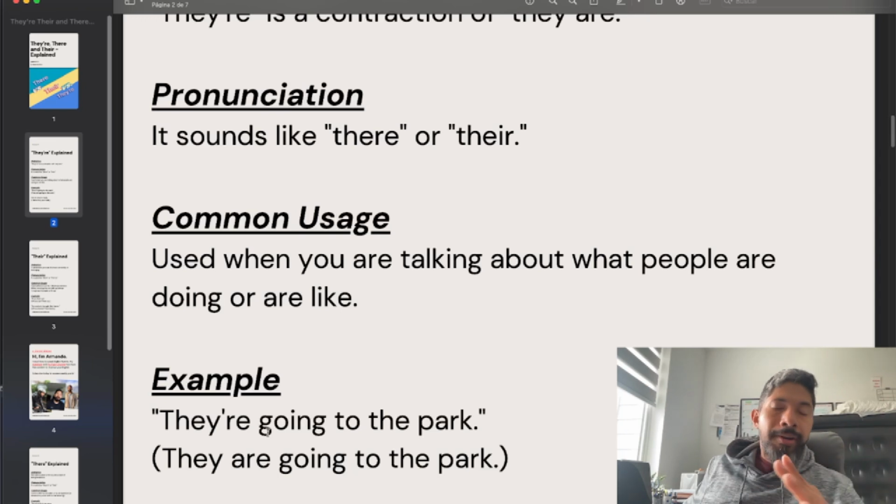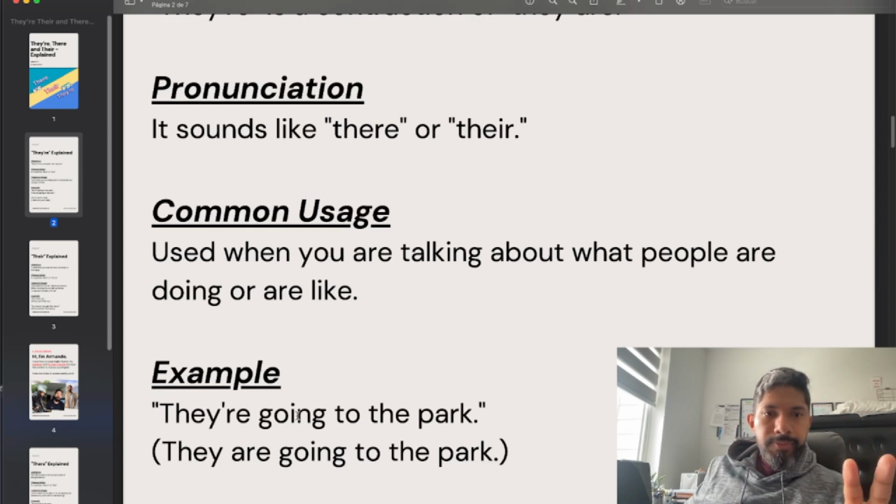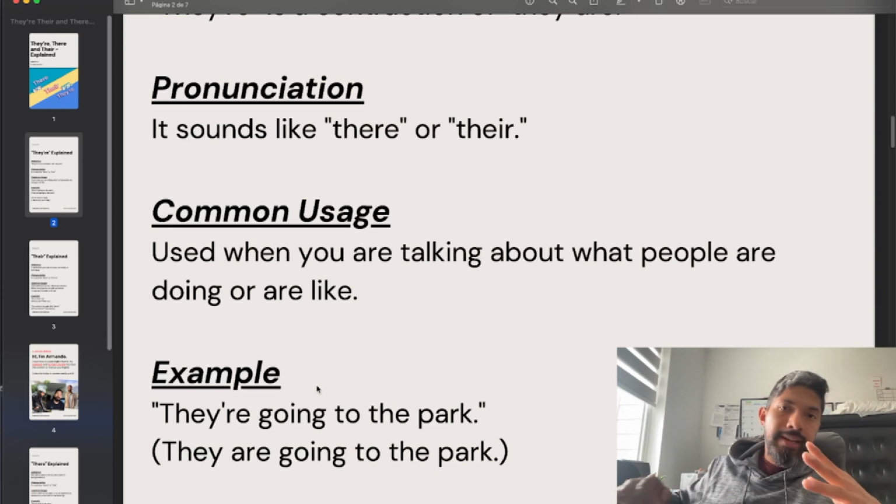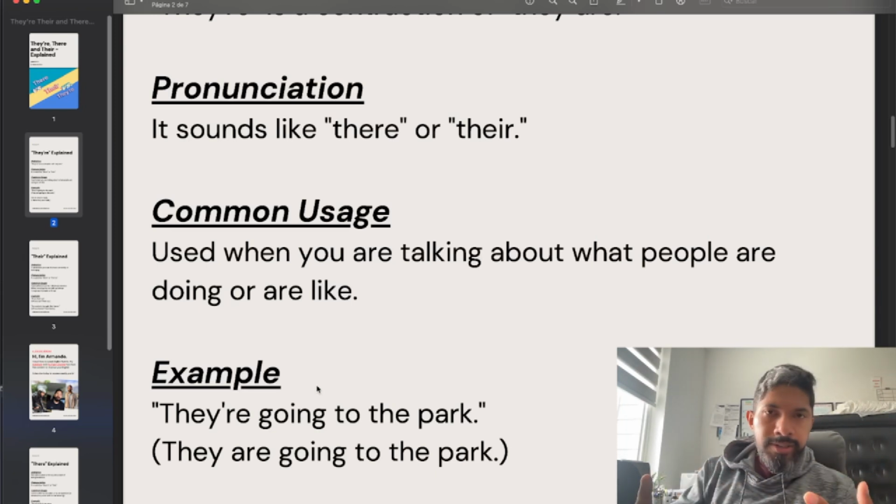They're going to the park. If you notice on this wording here, there's an apostrophe in here. This means that the words they and are have been contracted. So if you split them apart, you can just notice that it just said they are going to the park. It's still valid. You can still use it, but in everyday English, we don't say it that way, unless you want to emphasize something. But most of the time, just go with they're.